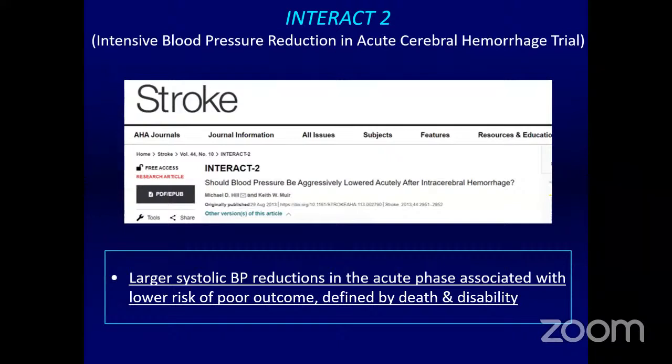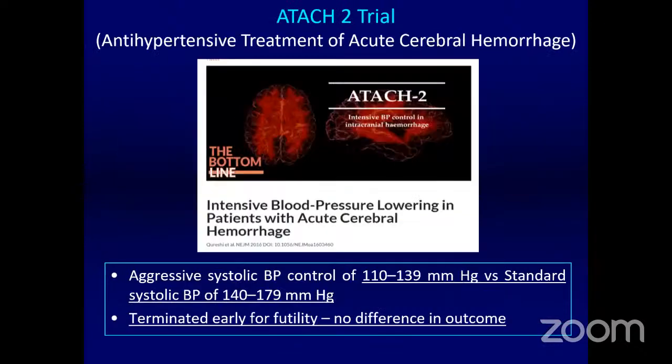Then subsequently was the Stroke 2 trial. Here they found that a larger systolic BP reduction in the acute phase was associated with a lower risk of poor outcome, defined by death and disability. So we have to be very particular about these reductions. Once we have achieved the reduction, we should be able to control the death and the disability that is happening. So we have to have good pressure control in patients who have an acute hemorrhagic stroke.